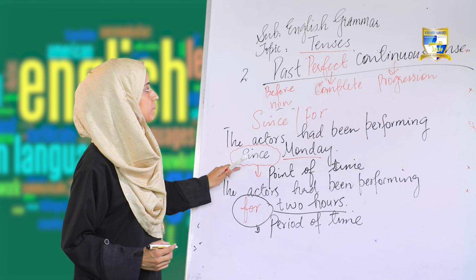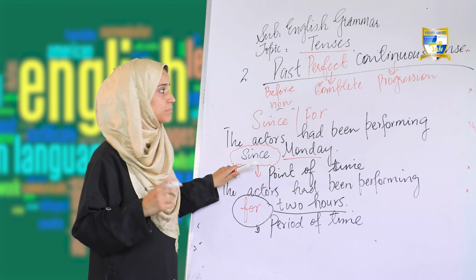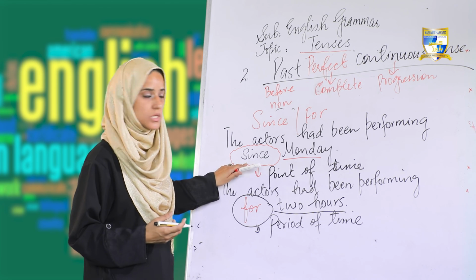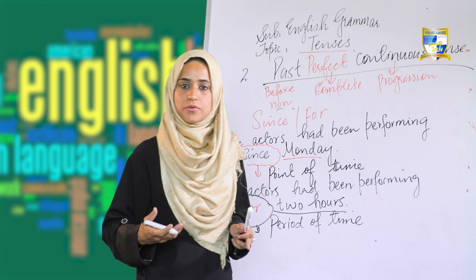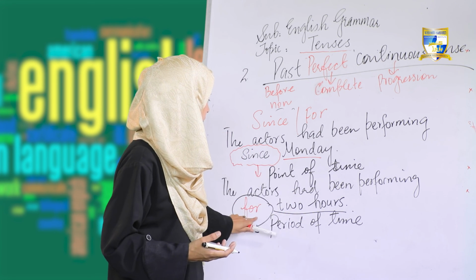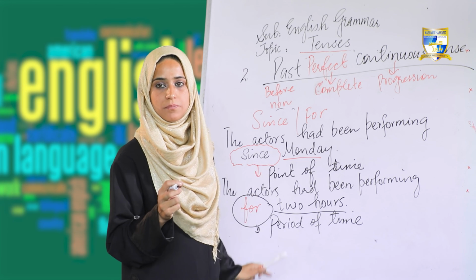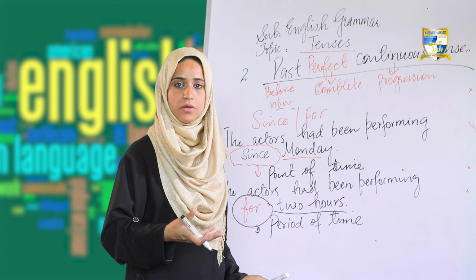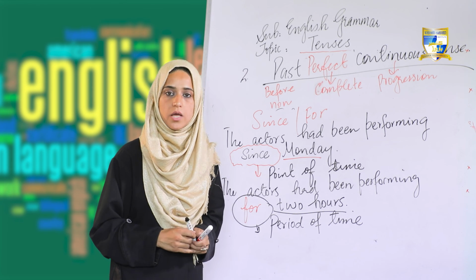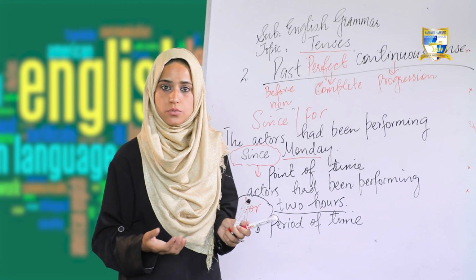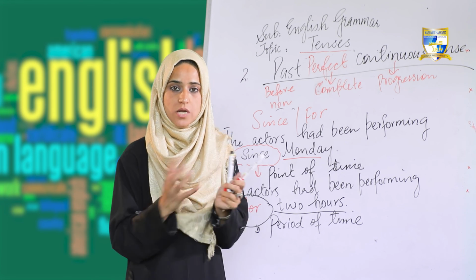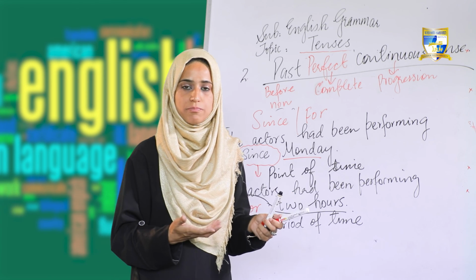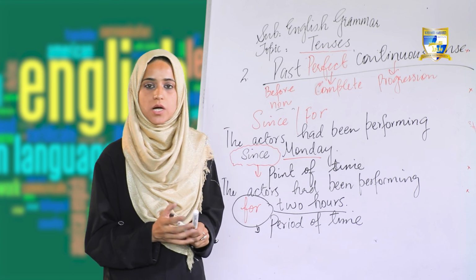So with the past perfect continuous tense, or with perfect continuous tenses, we use the time adverbs since and for. If you are mentioning a point of time, you use since, and if you are just talking about a period of time, we use for. So in today's module, we learned about the uses and the structure of the past perfect continuous tense.